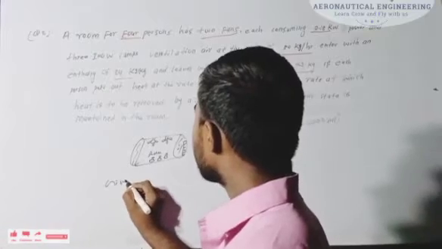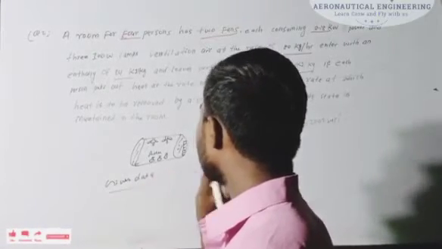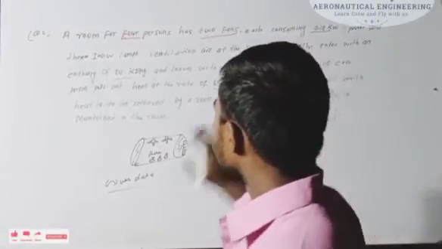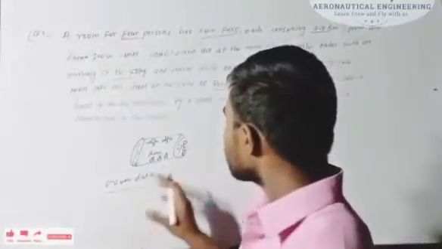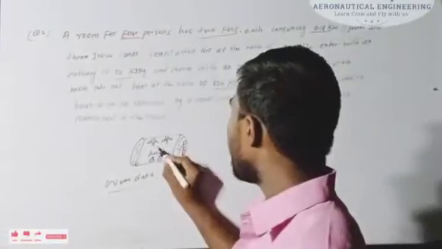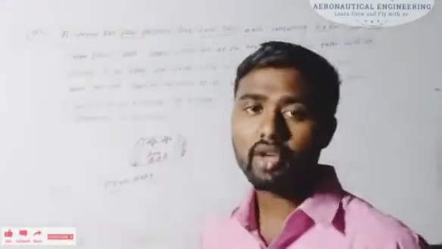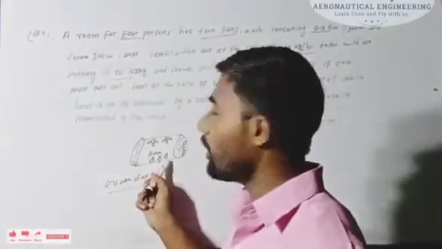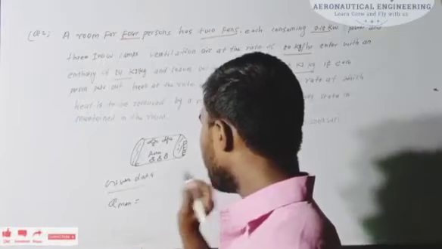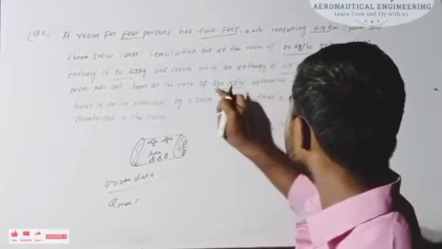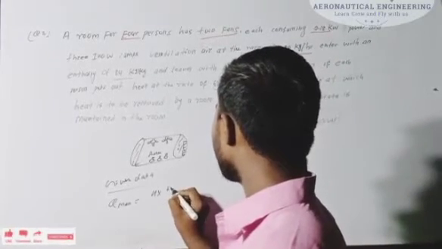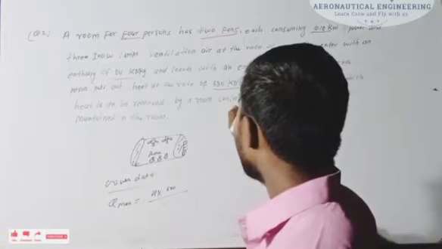So first, given data, each fan consumes 0.18 kilowatt. First we have to find out the total amount of heat produced in that room. If we are calculating total amount of heat, we are given 2 fans and 3 bulbs. These 2 fans also produce some amount of heat, and these 3 bulbs also produce some amount of heat. So heat produced by man: each person produces 630 kilojoule per hour, given. So for 4 persons, 4 into 630 per hour.